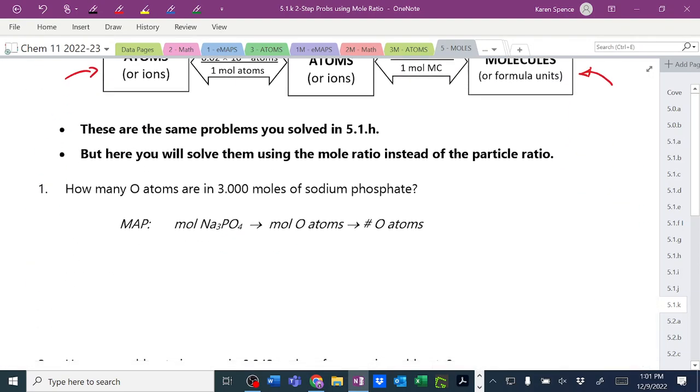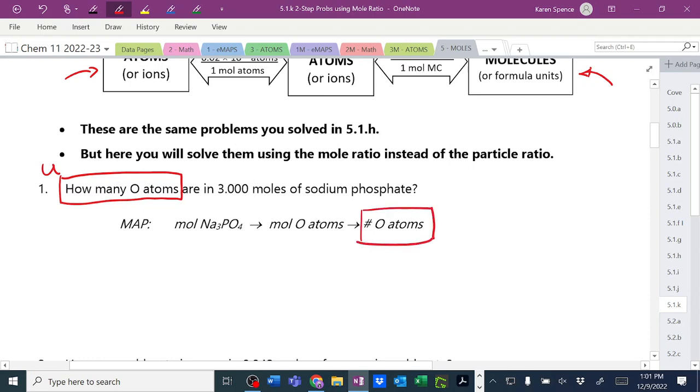What is our unknown in question number 1? O atoms. How many O atoms? That is our unknown. So that's where we want to finish. We want to finish with O atoms. And what is our initial quantity? 3 moles of sodium phosphate. So we are starting with the moles of sodium phosphate.